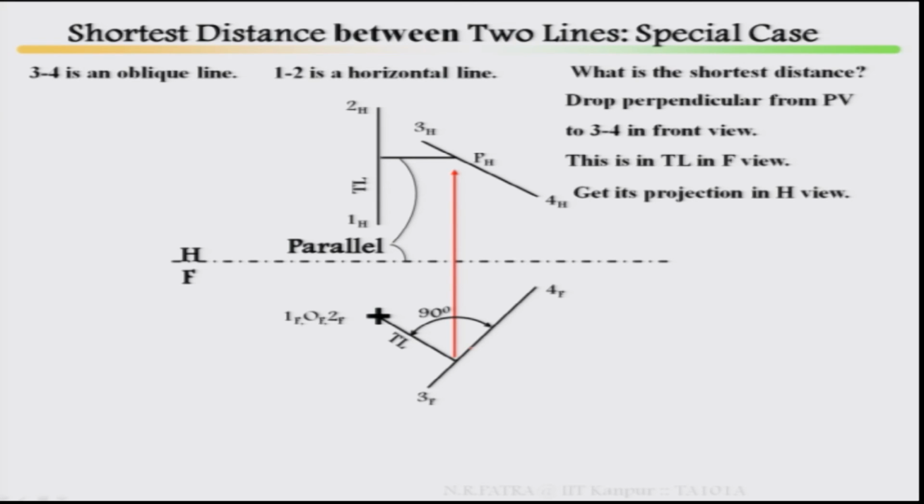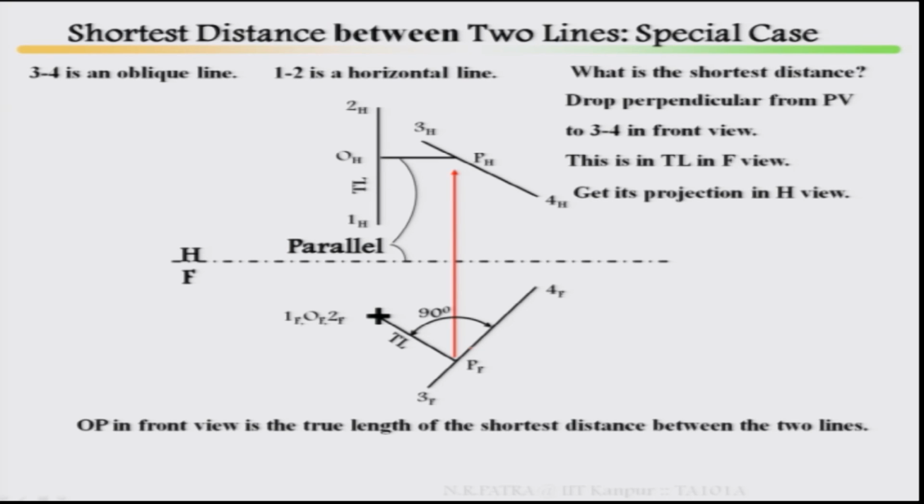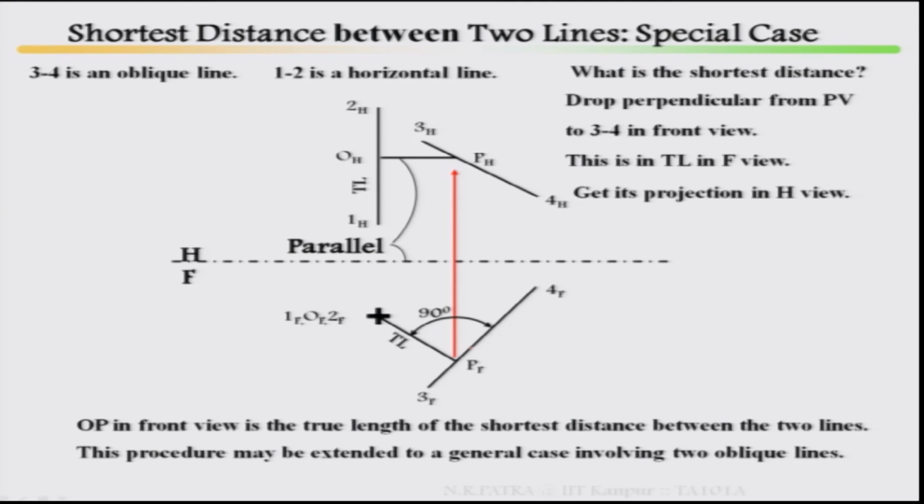So this is your parallel line, then project it back. OP in front view is the true length of the shortest distance between the lines. This procedure may be extended to generate cases involving two oblique lines.